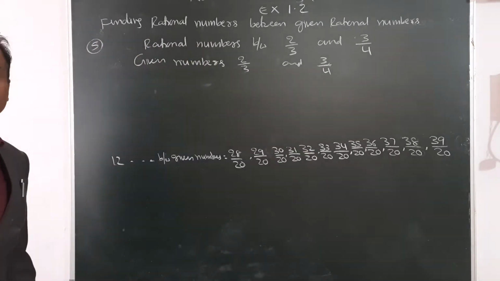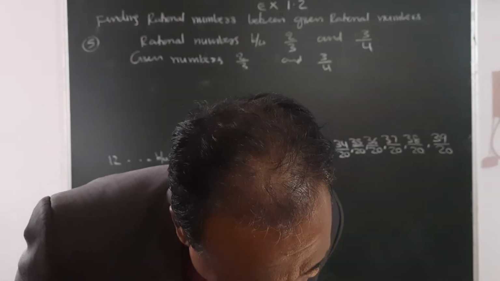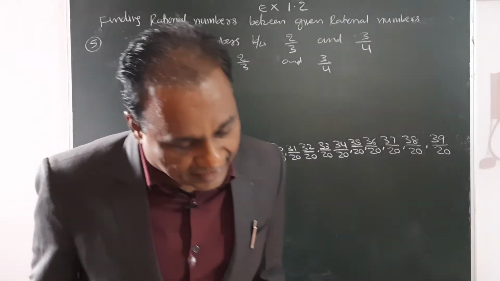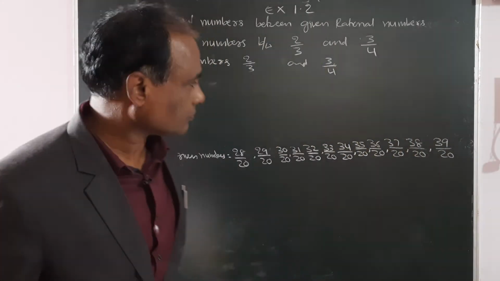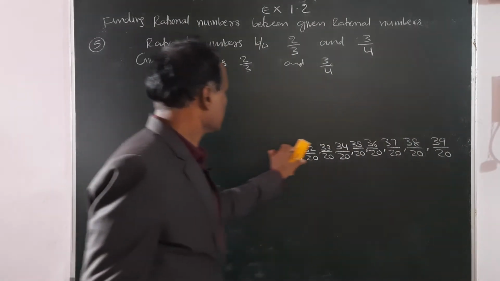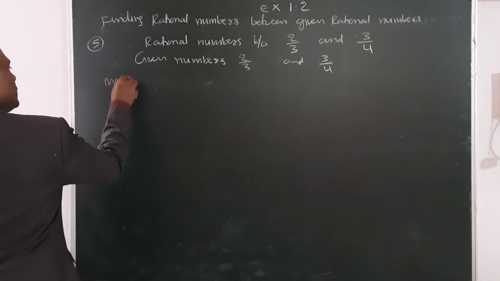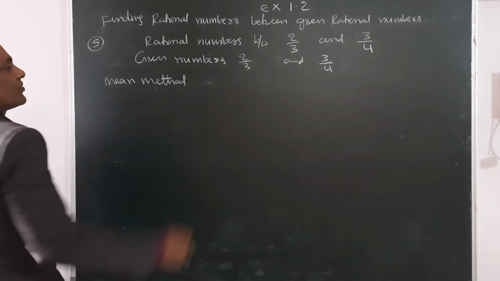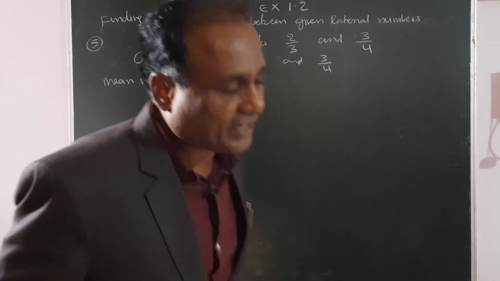Write down the question. Find a rational number between 2 by 3 and 3 by 4. Two methods I will explain, because only one number is asked.